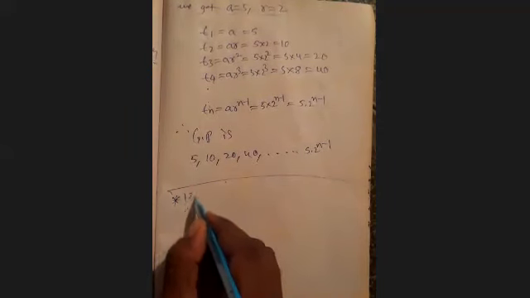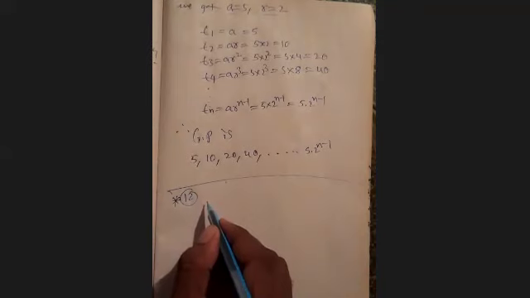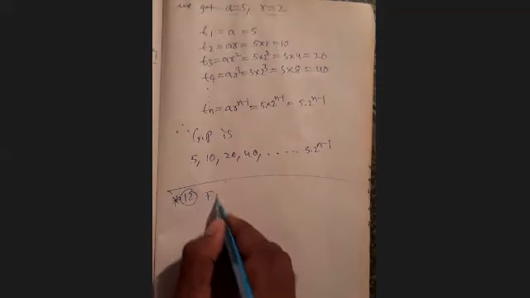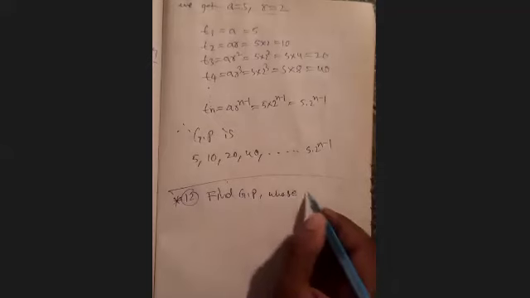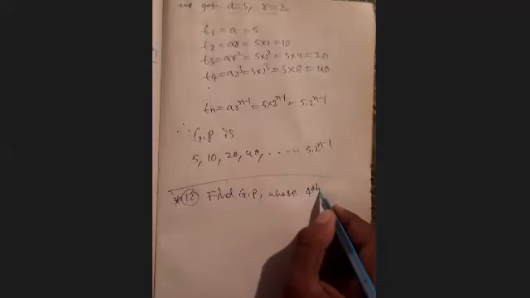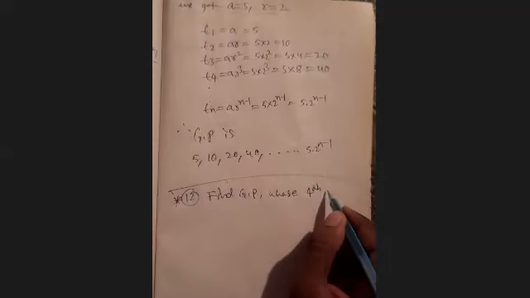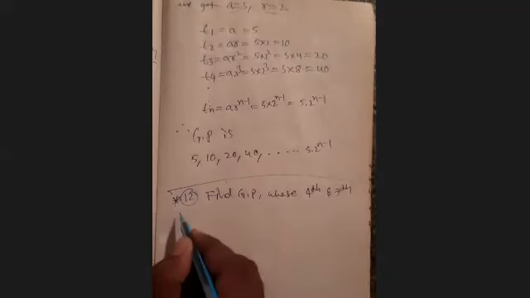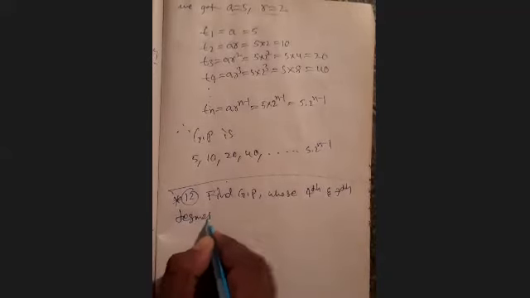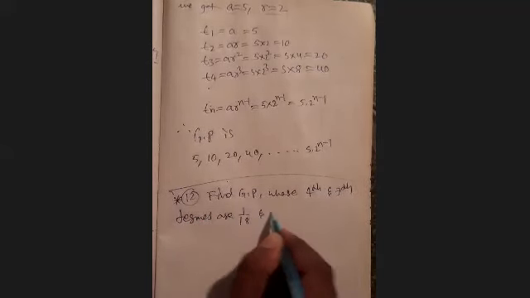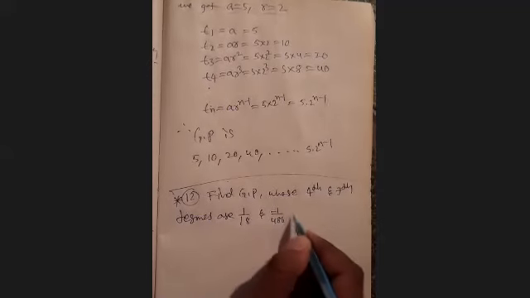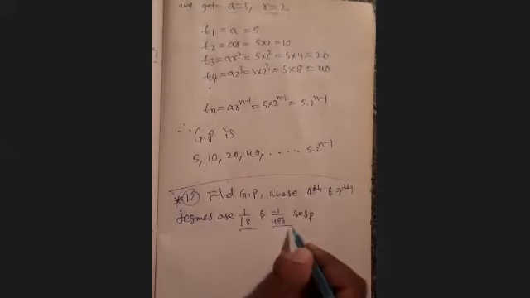And the question number 12 is, question number 11 I will give you later, 12 I am giving you now. Find the GP whose fourth and seventh terms are 1 by 18 and minus 1 by 486 respectively. Copy this, this is homework. Here you have fractions. Then also please don't get fear.